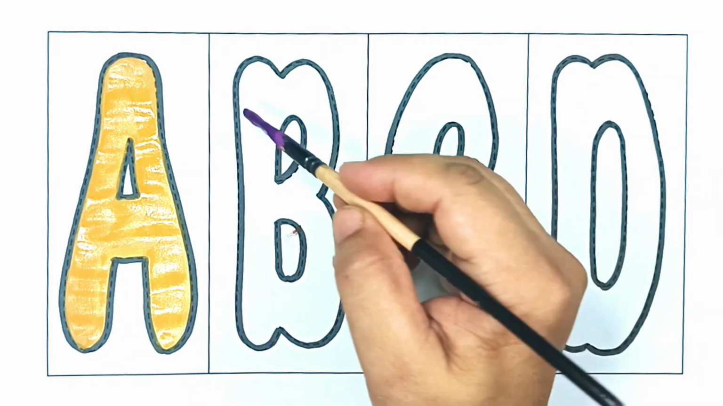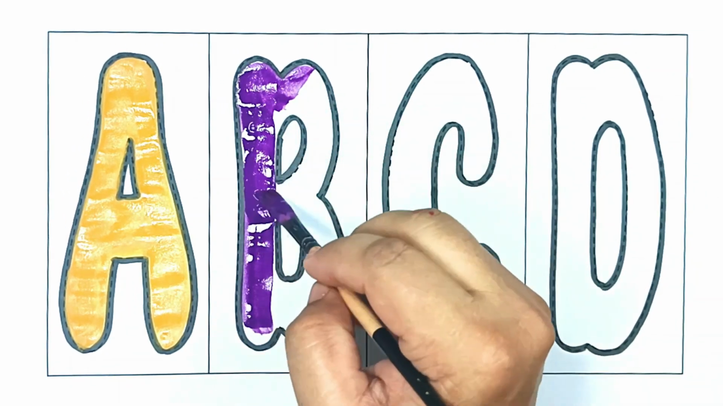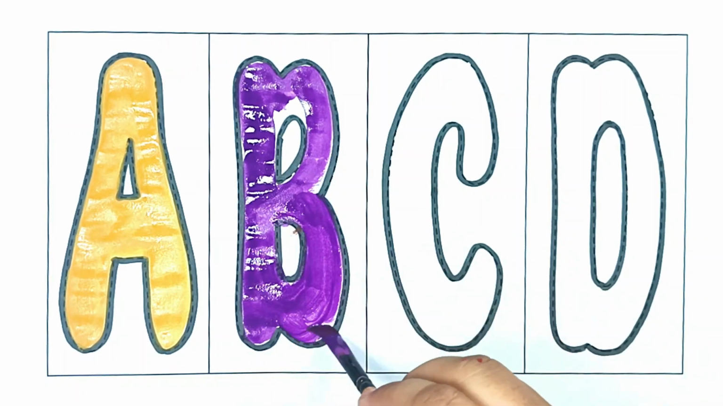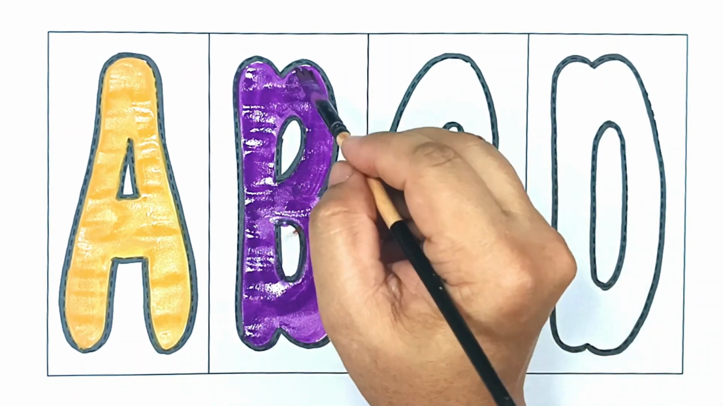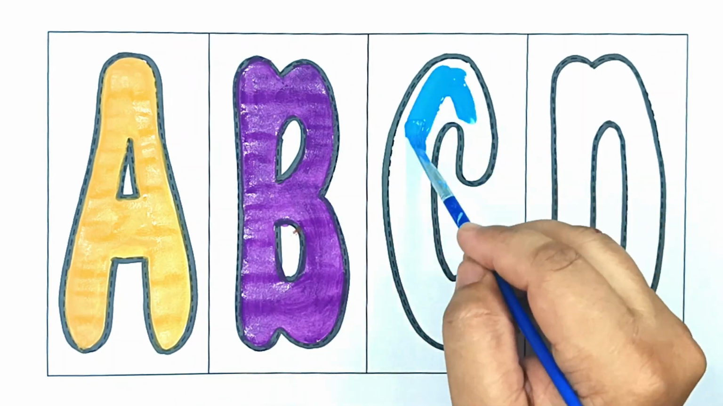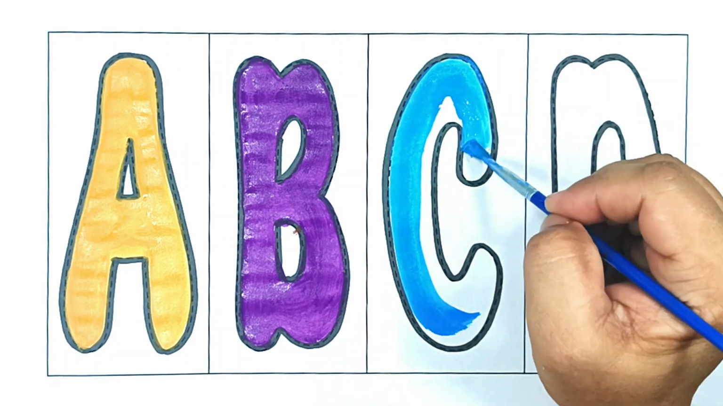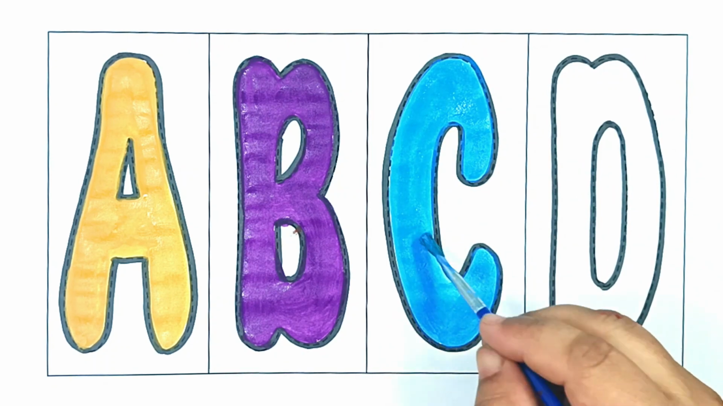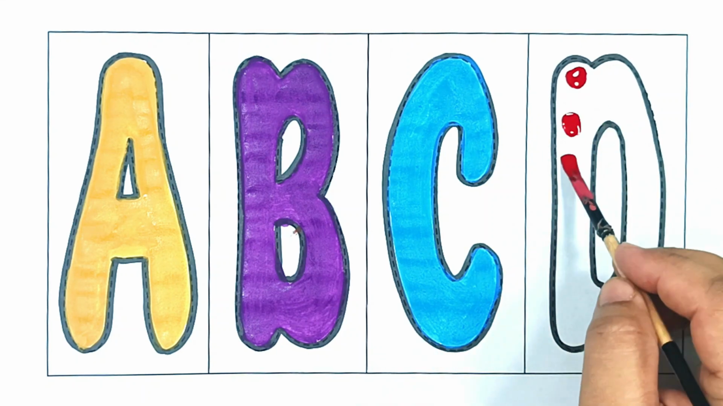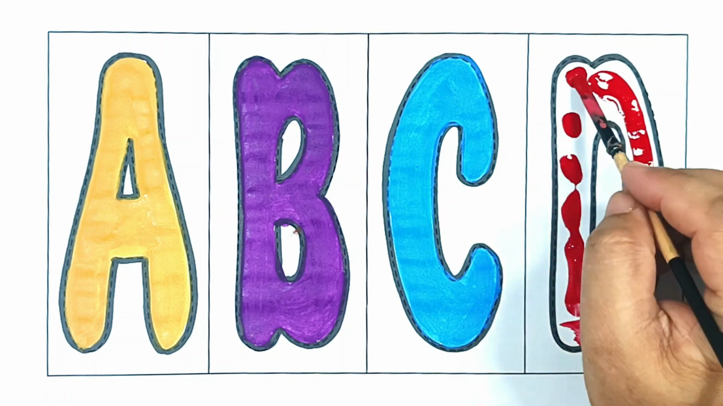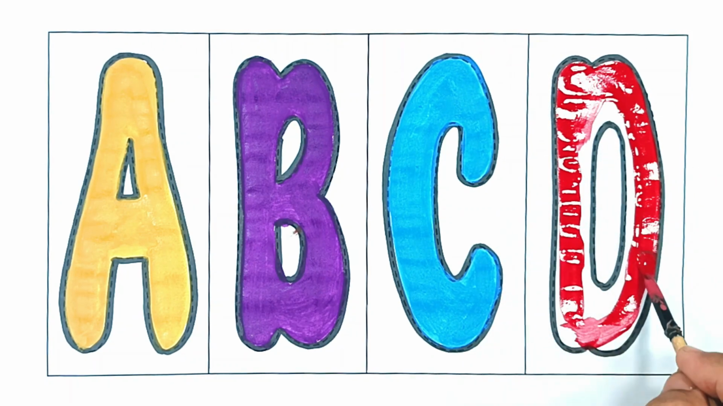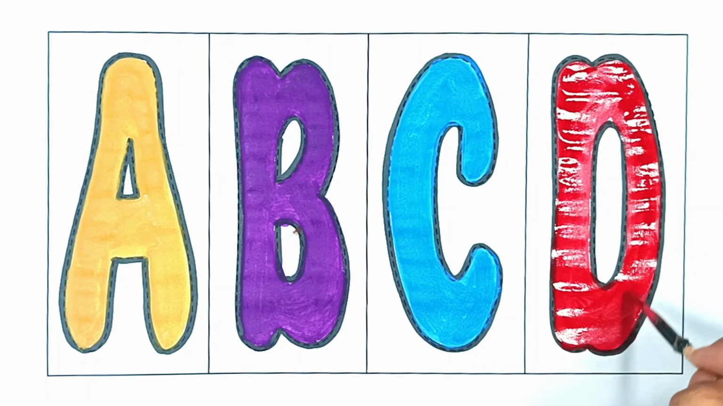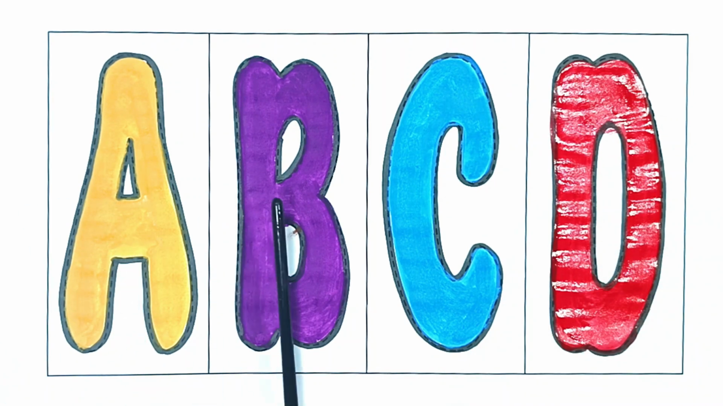A for apple. B for ball. C for cat. D for doll. A. B.